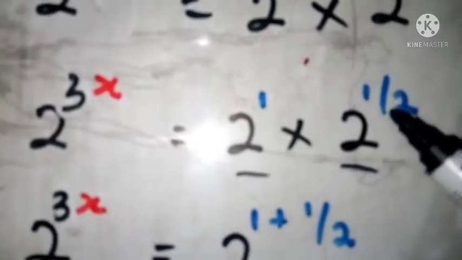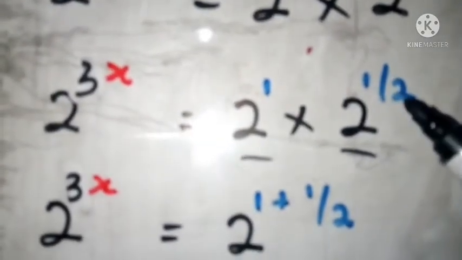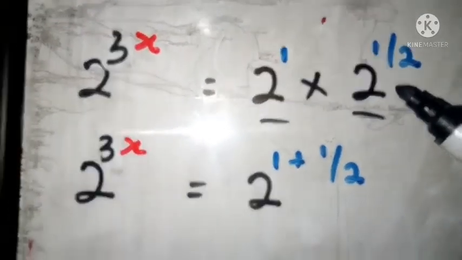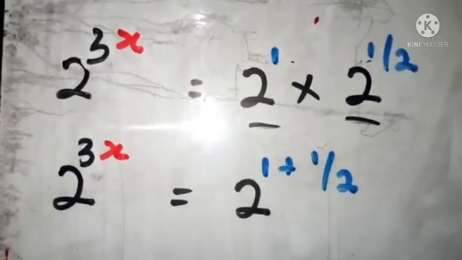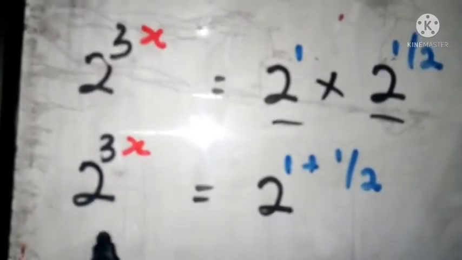So what are the powers? The first power is 1, the second one is 1 over 2, right? So that is very, very simple here. We just add the two powers, as I was explaining at the beginning of the video. So now we got to this point.